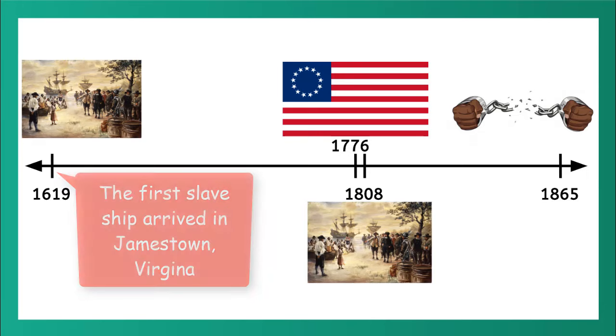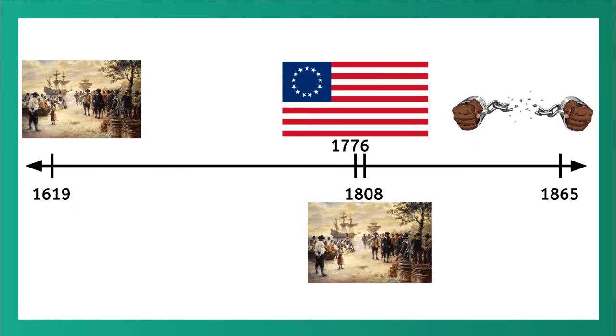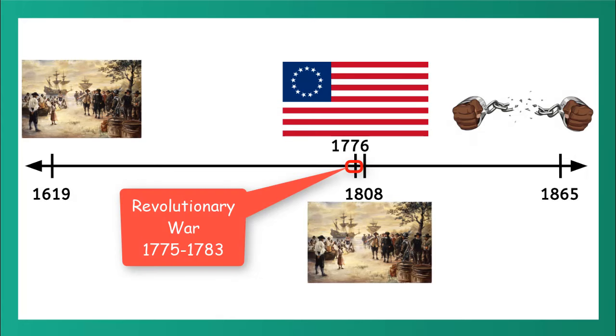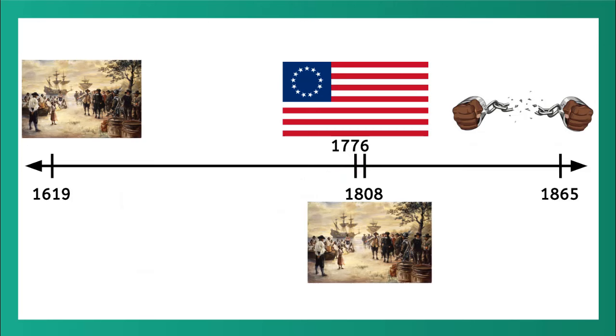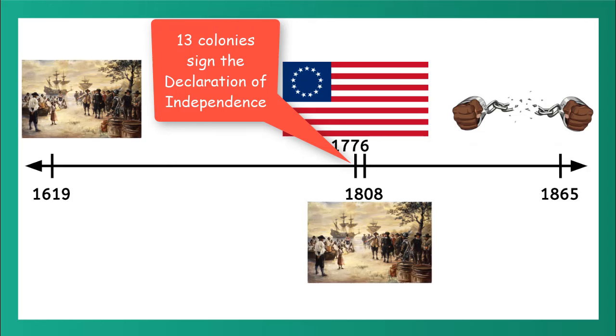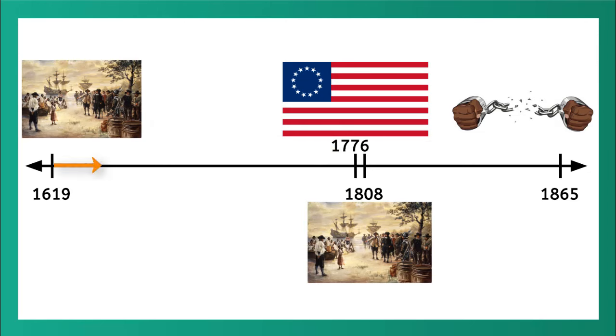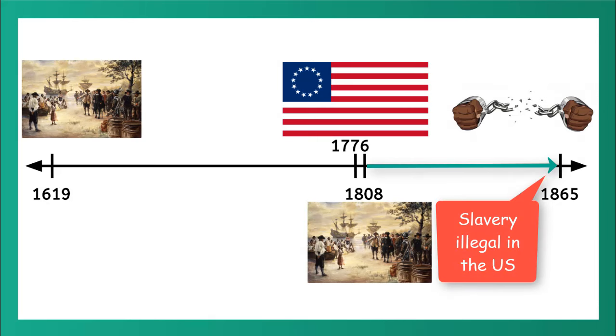So the first ship carrying slaves arrived on the shores of the United States colonies in 1619. The English colonies fought a war against the Kingdom of Britain from 1775 to 1783. The United States became a nation in 1776 when the 13 colonies agreed to the Declaration of Independence. But the transatlantic slave trade continued until 1808, when the United States Congress decided it should be illegal to steal people from Africa and force them into slavery. But it was still nearly 60 years until slavery was considered illegal in the United States in 1865.